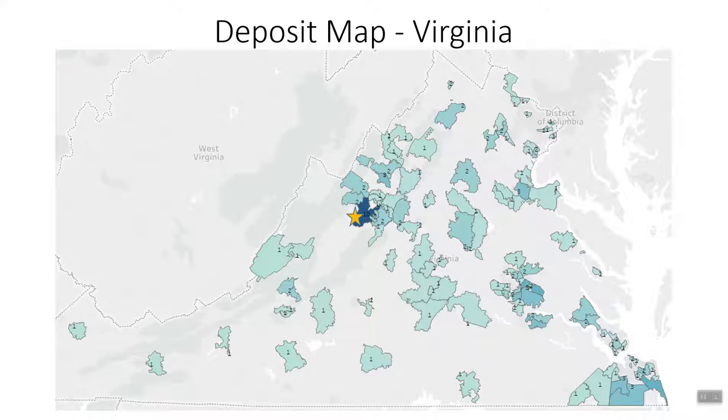Looking at just the state of Virginia by zip code, there were 180 students who had deposited from Virginia, and this analysis shows that 10 of those students are from the same zip code as Mary Baldwin University. So Staunton, Virginia has those 10 students that are coming from the area, and likely staying at home to just take part in their collegiate experience.